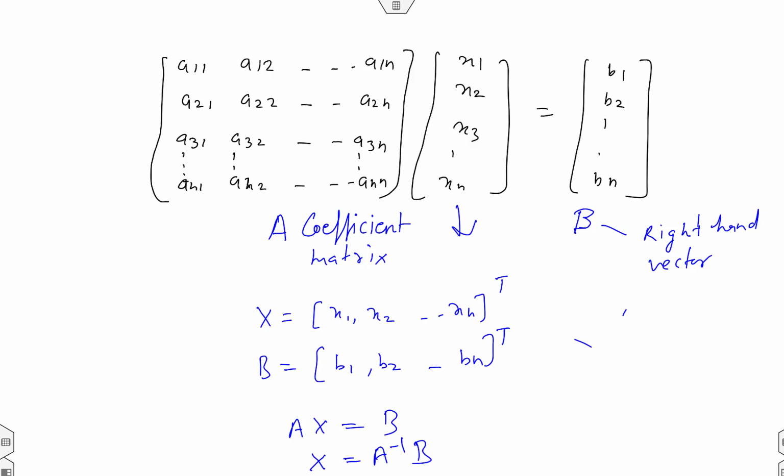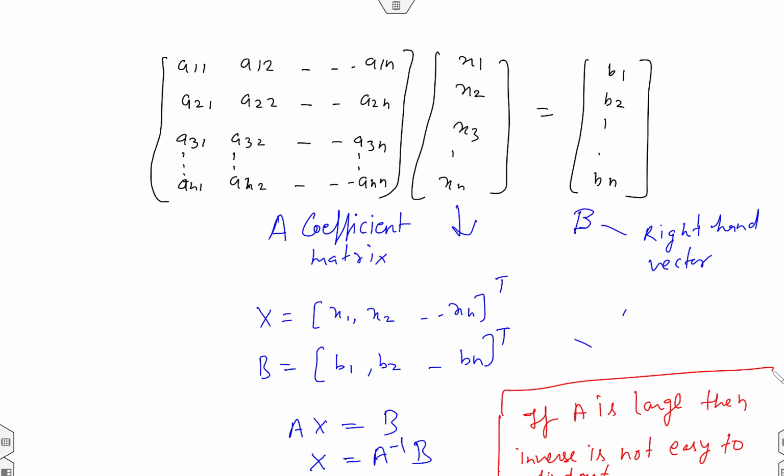But whenever you have a large system, if A is large, that means the size of A is very big, then the inverse is not easy to find. So we are required to find the solution of the system of linear equations by some other method where A inverse is not required to be computed. So let's discuss the method, that is the Gauss elimination method.